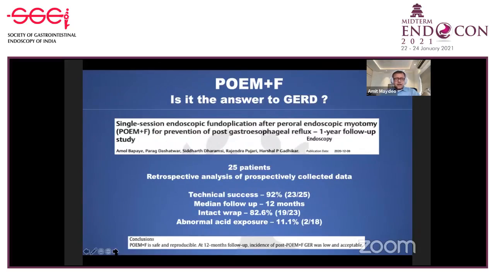It was published in Endoscopy, where he published his results of 25 patients of a retrospective analysis of prospectively collected data. And he found that POEM with fundoplication was successful in 9 months. Intact wrap he could see at the end of 1 year in 82% of the patients, with abnormal acid exposure only 11.1%. Well, this was a very, very exciting result seen from Amol's paper.